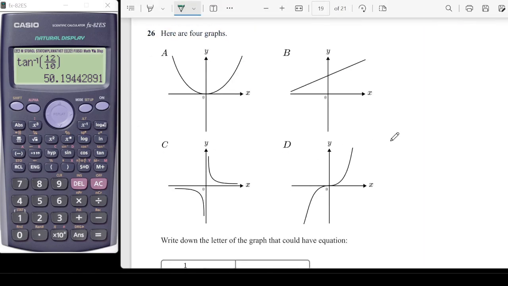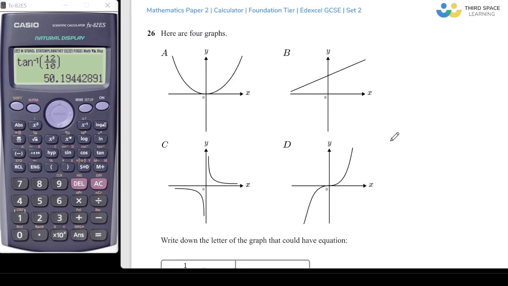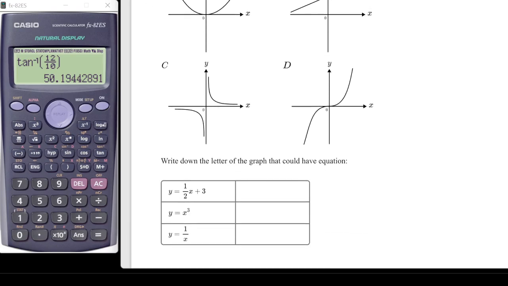Right, 26. Here are 4 graphs. So this graph A is going to be a quadratic, or looks like a quadratic. Graph B is a linear with positive gradient. This is a reciprocal graph, and this is a cubic graph. Write down the letters that could have been the equation.